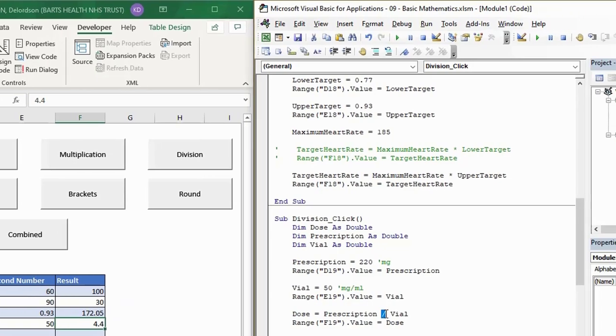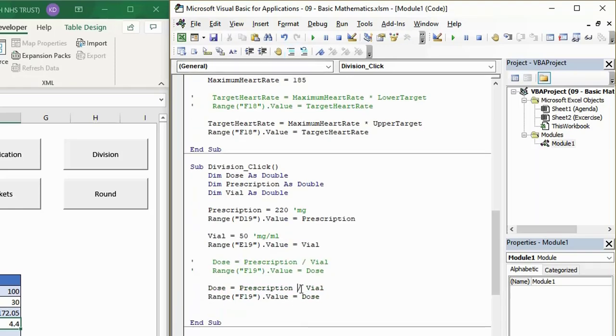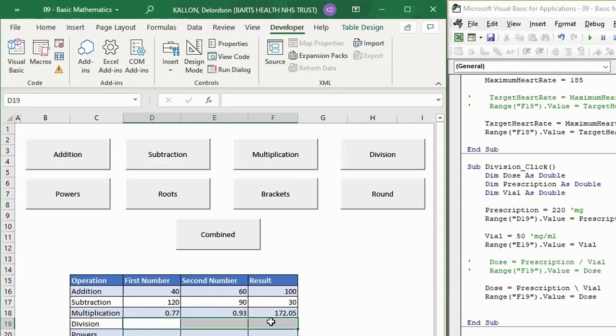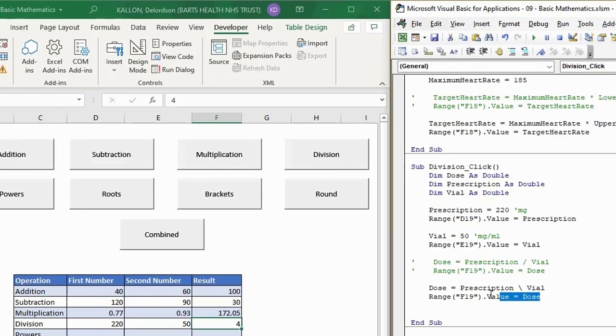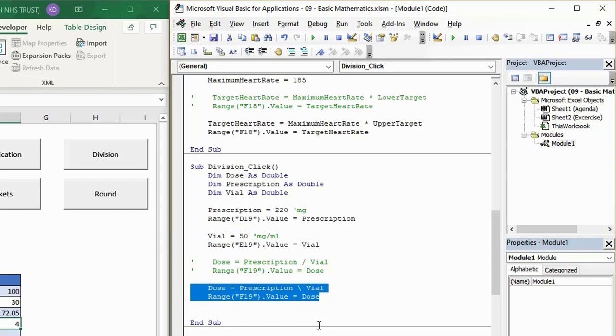Now, what would happen if instead of using / we had used \? Let's copy this code, comment it out, and paste it below. And change our / to a \. Let's run the code and see what we get. As you can see, we now get 4. \ gives you the modulus of the calculation and is not to be used for division. For division, use /.